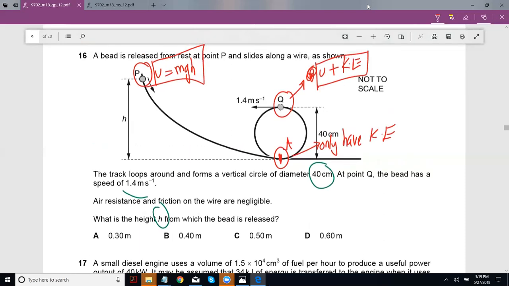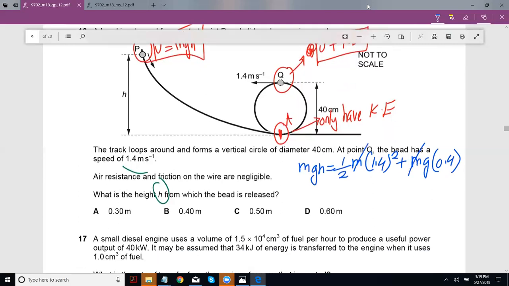So let's try to form an equation for this. Initially you had mgh. Obviously g is 9.81. m, I believe, will cancel out soon. This equals the kinetic energy, half m 1.4 squared, plus whatever gravitational potential energy there is, which is mg times the height. The diameter is 40, or should I write 0.4 because I've converted it into meters?